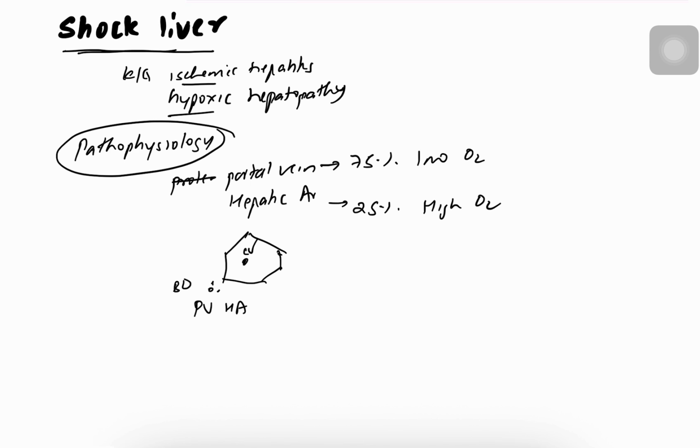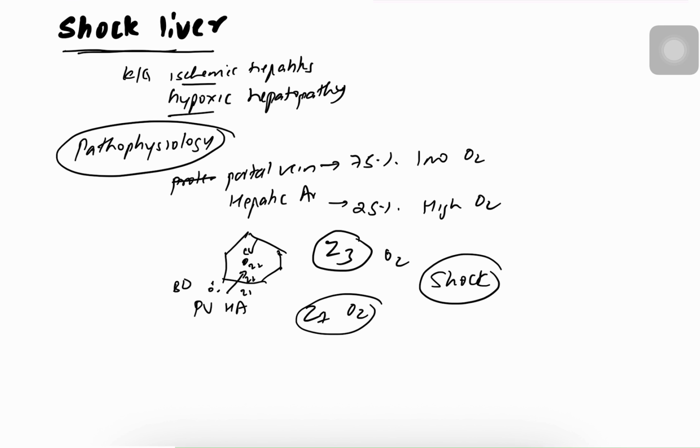Blood flows from here to here. There is zone 1, zone 2, and zone 3. In the middle there is zone 3. Zone 3 always gets low oxygen, while zone 1 gets more oxygen. And during shock, whenever there is low perfusion to the body, this zone 3 gets ischemia first.